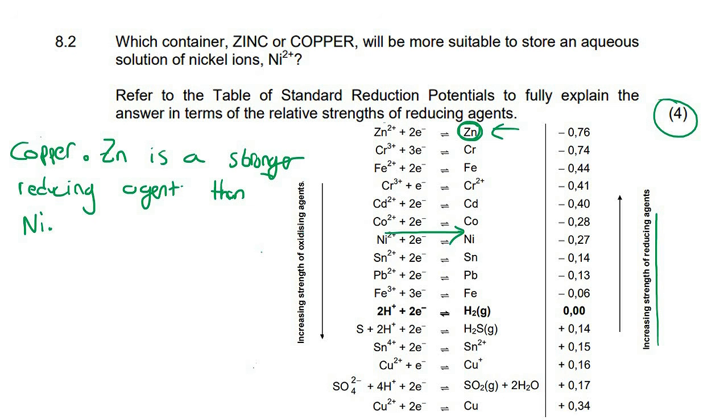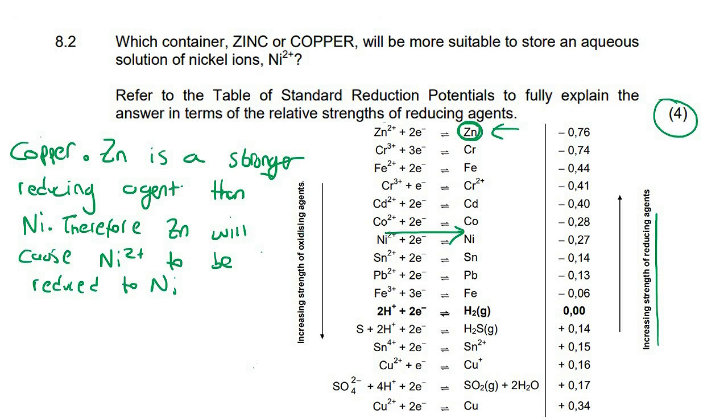So therefore, zinc will cause Ni2+ to be reduced to nickel. That would not be a good thing in this reaction over here, when the nickel gets reduced into pure nickel. That's not what we want to happen, and this is why we don't want to use zinc. Now let's go explain why copper will not be a problem. Remember, we're not going to use this copper because that has a plus.